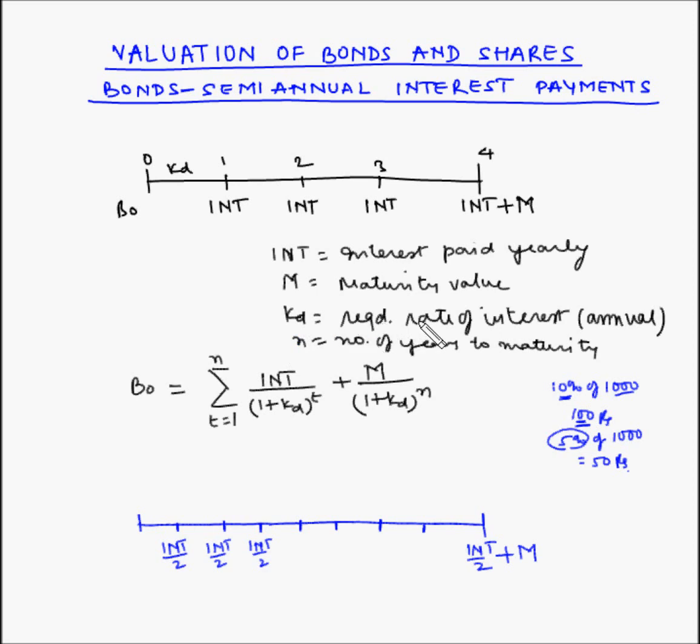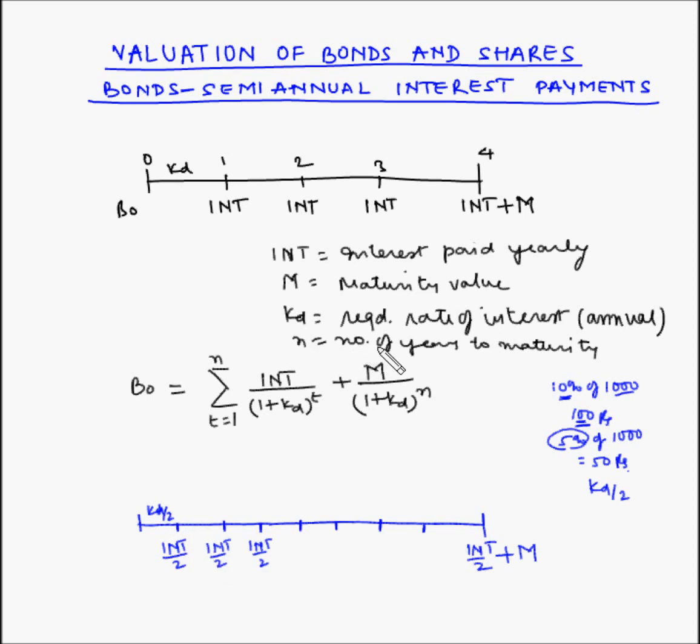Now KD is the required rate of interest. KD is an annual interest rate, which is the market rate or the required rate of return that the investor is looking for. Now, if we are taking the period as half or semi-annual, then the market rate of interest also has to be halved. So this becomes KD by 2. So KD by 2 becomes the interest rate.